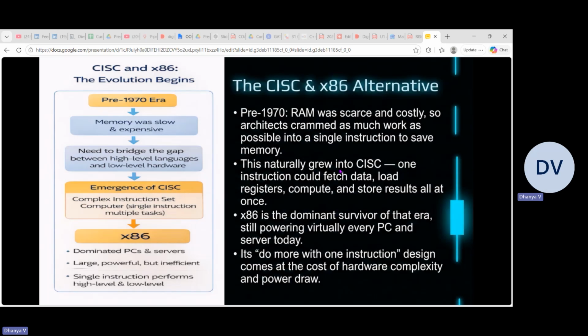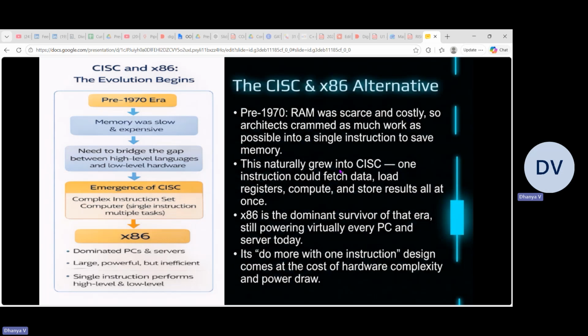Architects actually crammed as much work as possible into a single instruction to save memory. If memory is so limited, what would you think as an architect? You would try to compress everything into a very small instruction so that you use your memory efficiently. That is how CISC naturally came into the picture. CISC was not actually bad; for that era, it was the right thing to do. You didn't have memory, so what could you do? You try to cram everything, reduce your instructions, and end up using your memory efficiently.